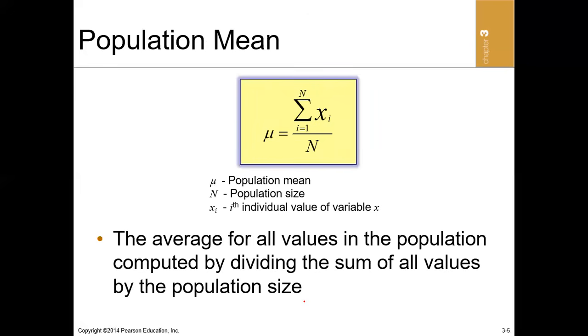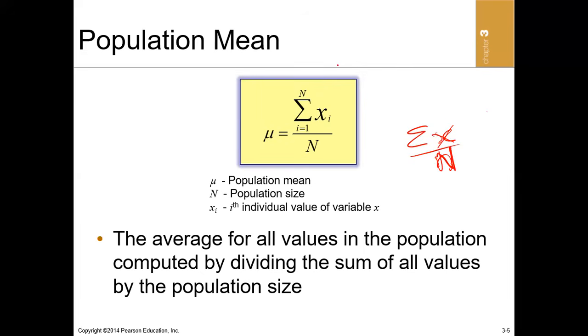So let's start with a parameter called population mean, all right? Now, mean as a measure of central tendency or as a measure of average is found by summing all the values and dividing it by the number of items. So we have sigma x over n, okay? So we are going to sum all the values and divide it by the population size.